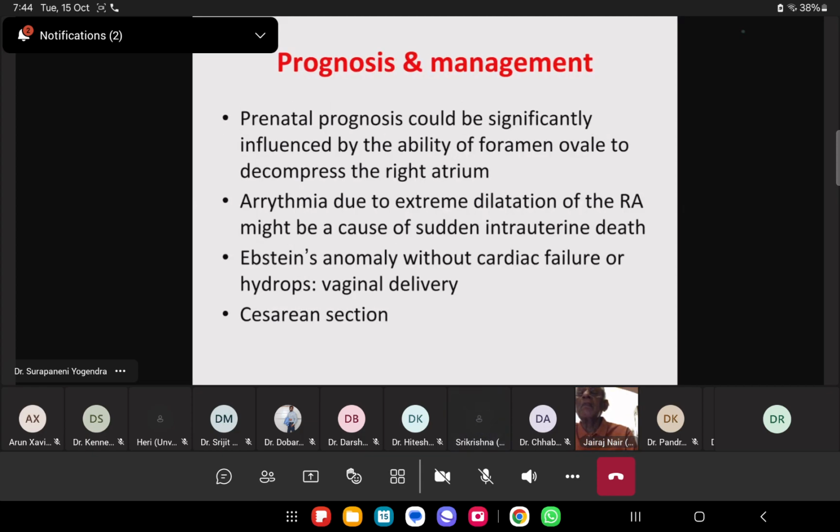Prognosis and management. Prenatal prognosis could be significantly influenced by the ability of the foramen ovale to decompress the right atrium. Arrhythmia due to extreme dilatation of the RA might be a cause of sudden intrauterine death. Ebstein's anomaly without cardiac failure or hydrops is an indication for vaginal delivery. Otherwise, C-section is recommended.